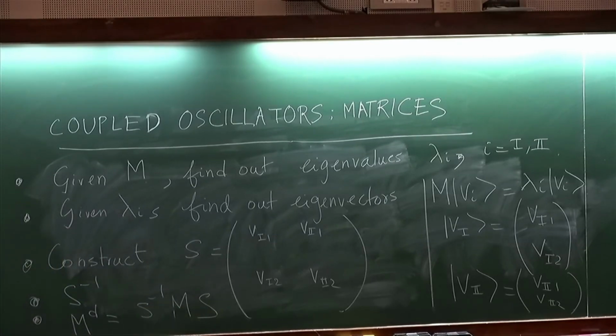Does everybody know how to compute the inverse? Just one illustration I'm giving you. If you have A equals the matrix with entries a, b, c, d, then A inverse will be this.